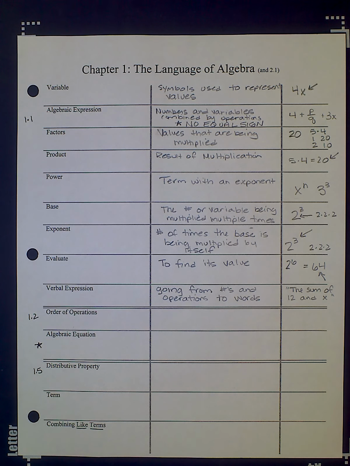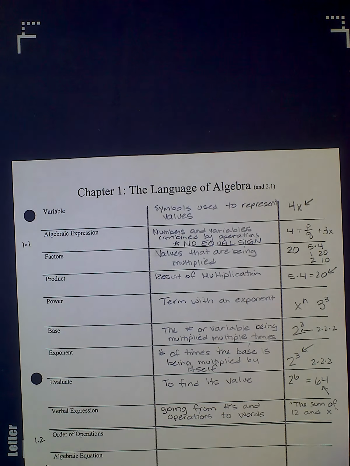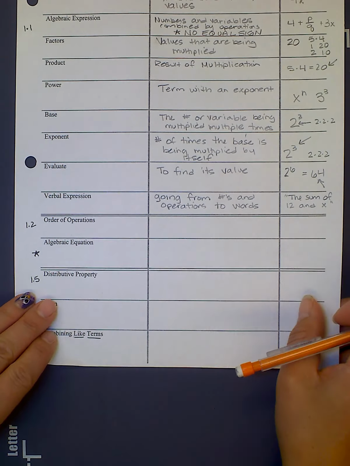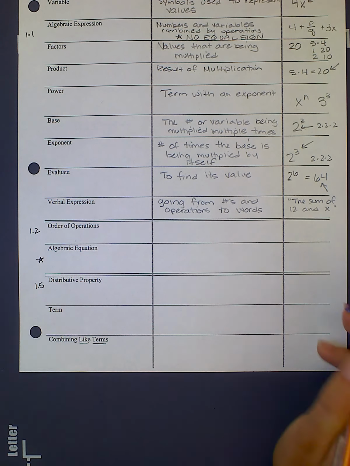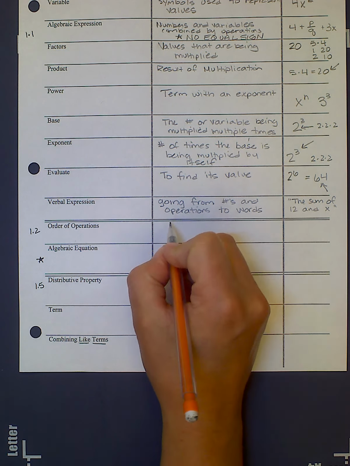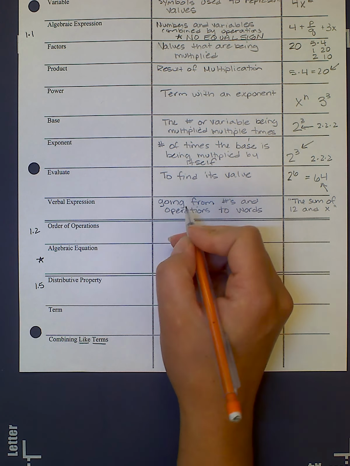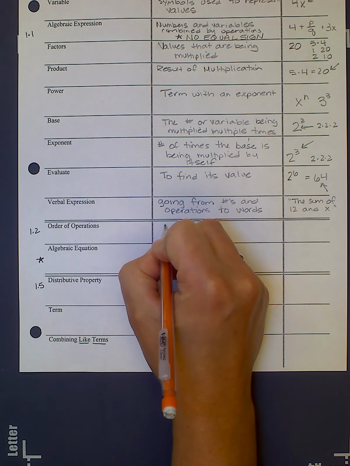Today we're going to talk about section 1.2, order of operations, and we're going to start by first taking a couple more notes on our Cornell note sheet. So you're still on your chapter 1, Language of Algebra Cornell note sheet, and we're just going to fill in order of operations and algebraic equation. In order of operations, we know to be please excuse my dear Aunt Sally, or PEMDAS, and we just need to talk about something briefly.